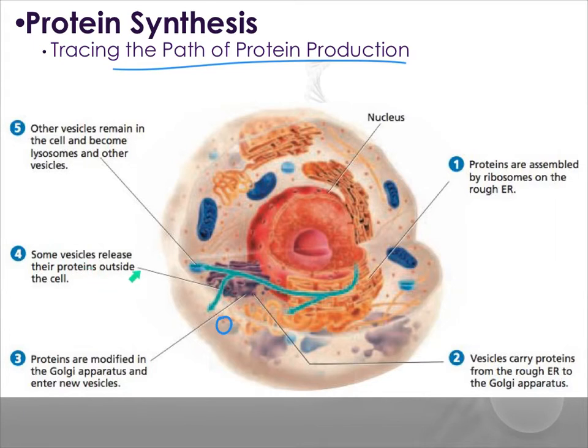Step four, some vesicles release their proteins outside the cell. So from the Golgi, they go to the edge of the cell, and then they spew their contents outside of the cell. Other vesicles remain in the cell and become lysosomes and other vesicles. So this would stay inside, waiting to, say, release its contents back into the cell or to break something down. All right, so we have a couple of options for what those can do.